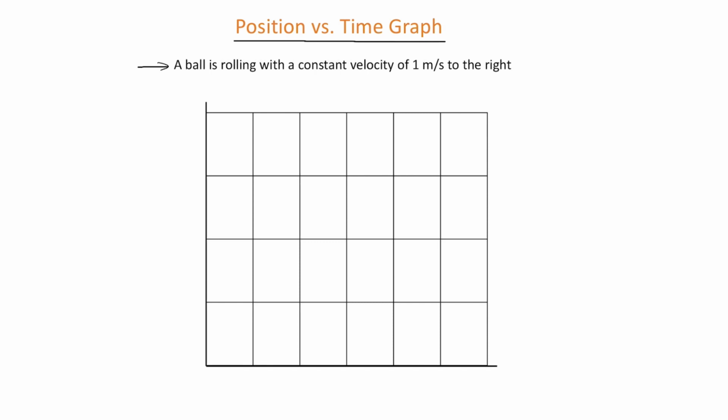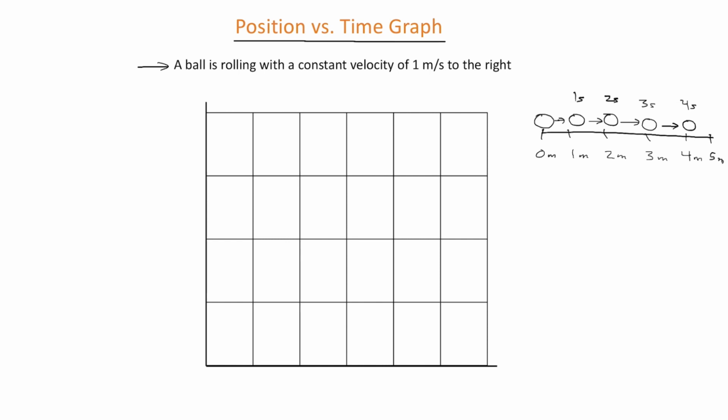The first thing I want to do is just visualize this motion. So what I'm going to do is draw a number line, and we're going to use this number line to visualize how this ball is moving. Initially, it's right here, and if it is moving with a velocity of 1 meters per second, in 1 second, it will go 1 meter. In 2 seconds, it would go 2 meters. In 3 seconds, it would go 3 meters. And in 4 seconds, it would go 4 meters.